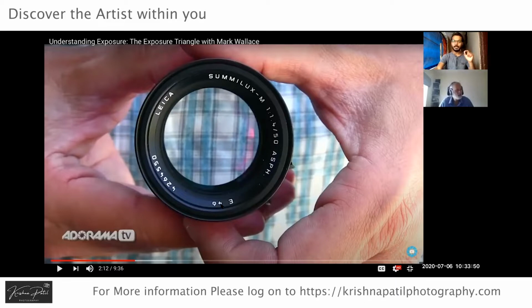Okay. Numbers indicate the diameter of the lens. Okay, so we will go ahead with the video.